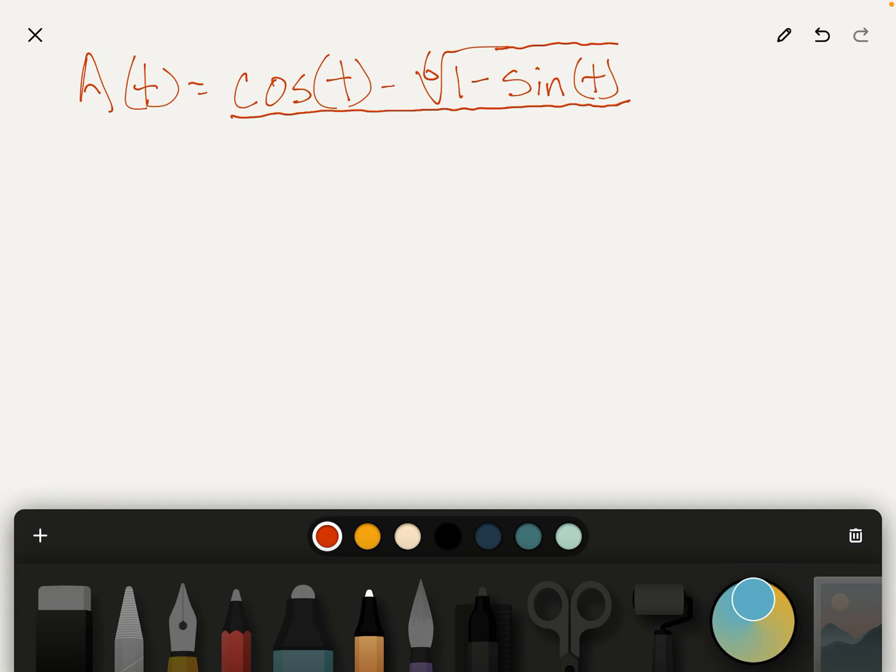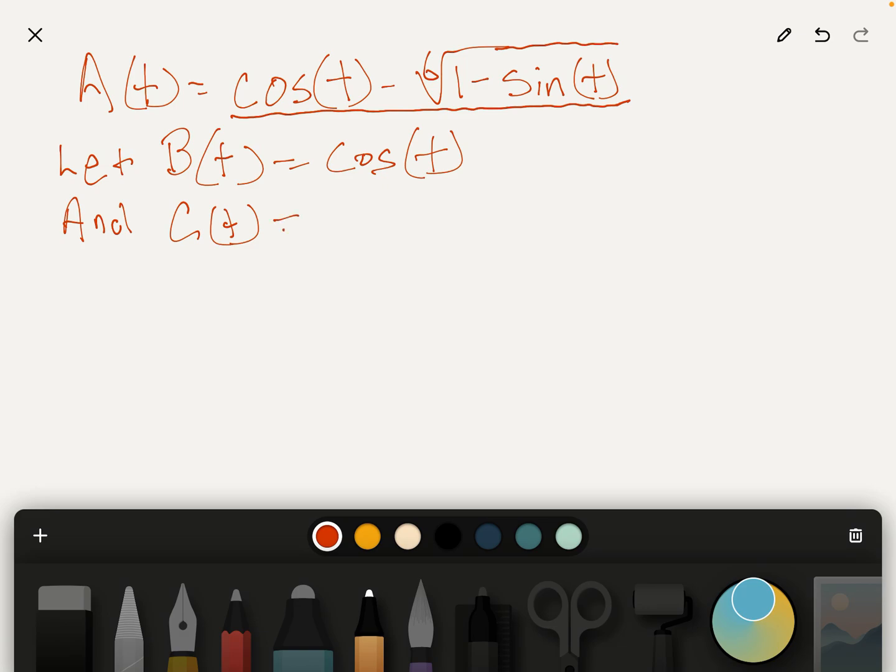I would first say, let b of t equal cosine of t, and then c of t equal, let's see, this is the sixth root of 1 minus sine of t. So we'll write it this way. Okay, so now we've broken it into smaller steps.